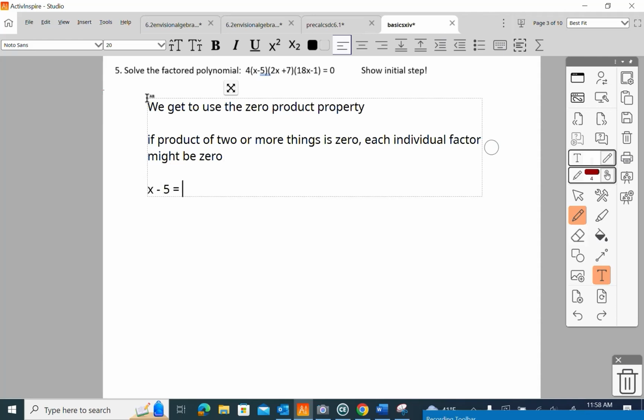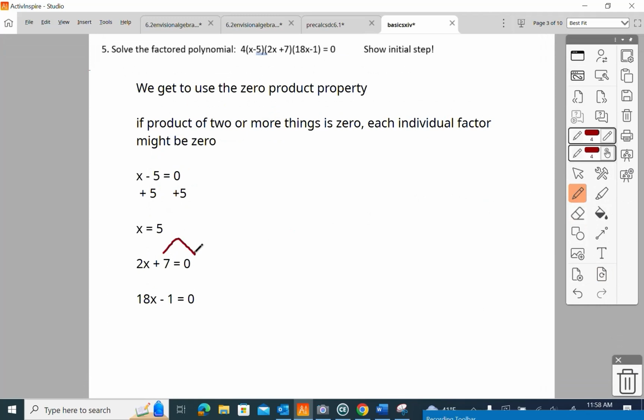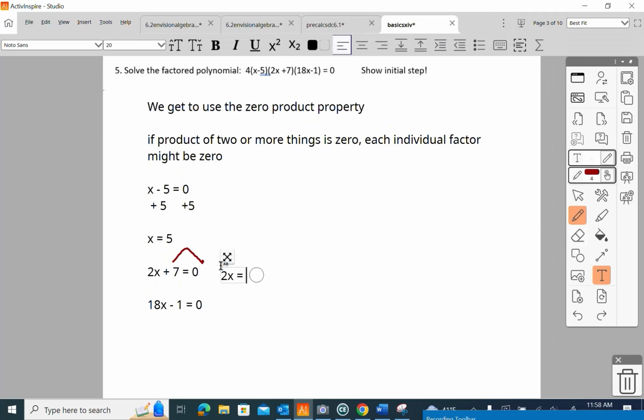x minus 5 might be 0. 2x plus 7 might be a 0. And 18x minus 1 might be a 0. Now, I don't teach 8th grade algebra where they do the plus 5 on both sides. I don't have it in me. I didn't sign up to teach that kind of math. I teach slide and divide because that's what I do. You know, the idea here is we move the 7 on over. It's not a hard concept. 2x must be negative 7. Then we divide by 2, and x must be negative 7 over 2.